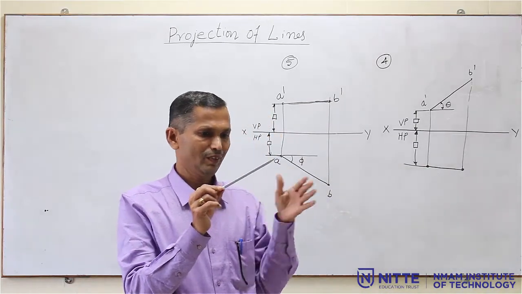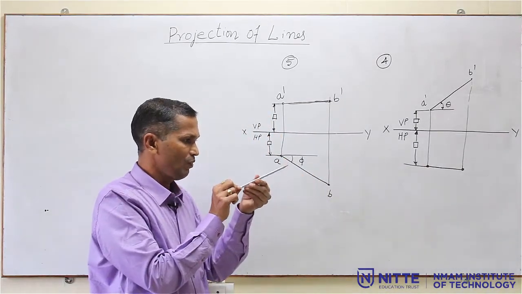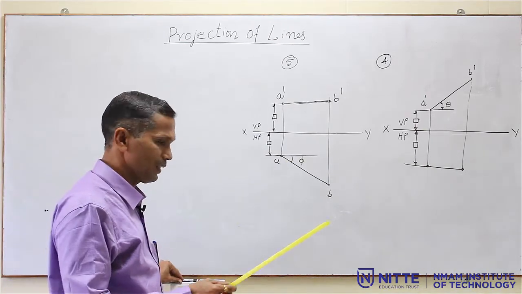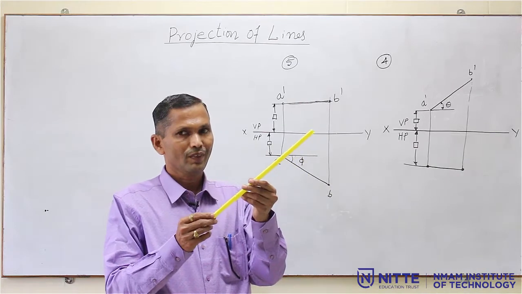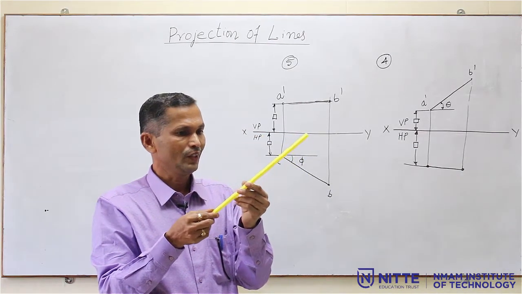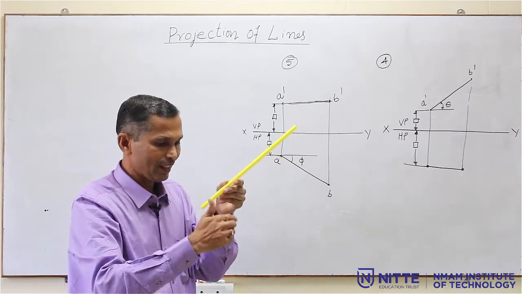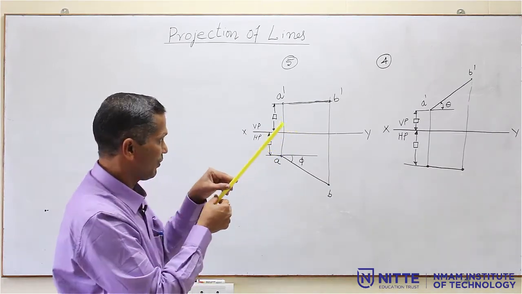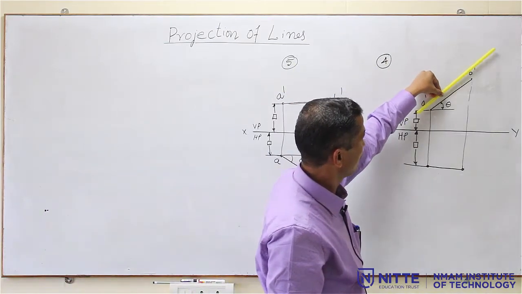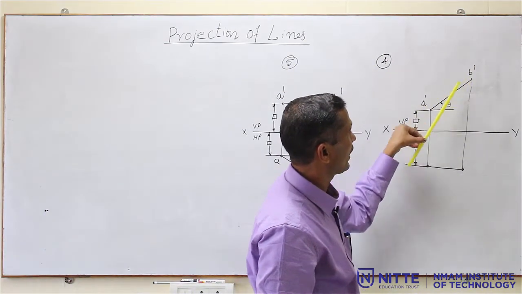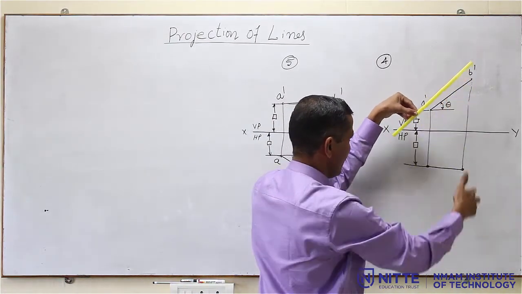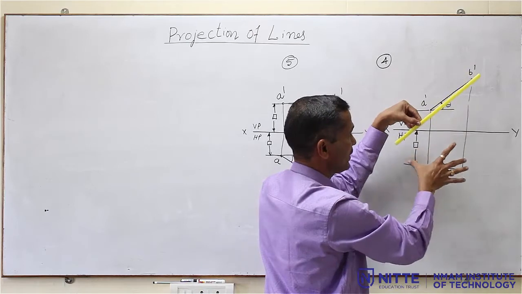What is this? Like this, parallel to VP, or I will take a longer line like this. This is 100 mm. So, it is parallel to VP and inclined at an angle of theta. So, what is the front view? Front view is a line like this. What is the length of this? 100 mm. Then what is the top view of this? Top view is just a projected length, not 100 mm, it is shorter.